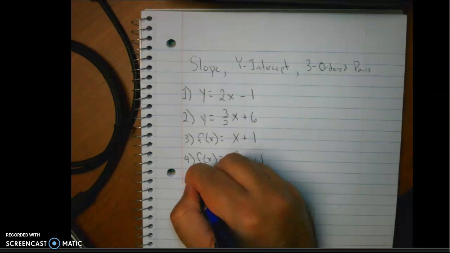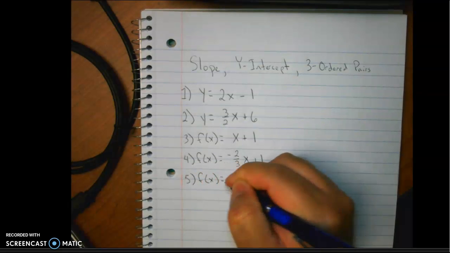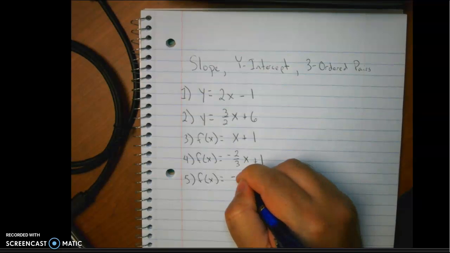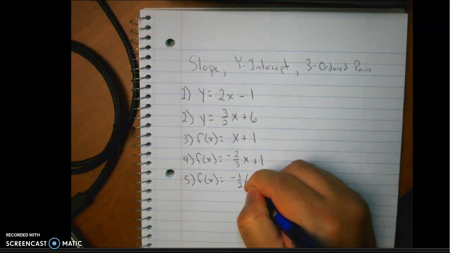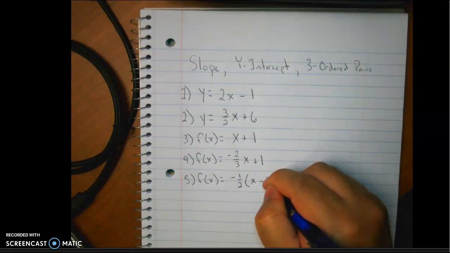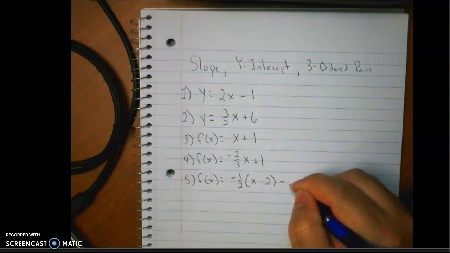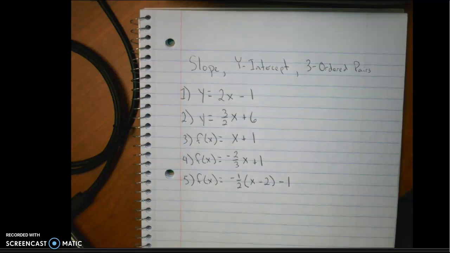And the fifth one, f of x equals a negative 1/2 times quantity x minus 2, minus 1. So that's all you need to do: the slope, the y-intercept, and 3 ordered pairs, and they will be due tomorrow.